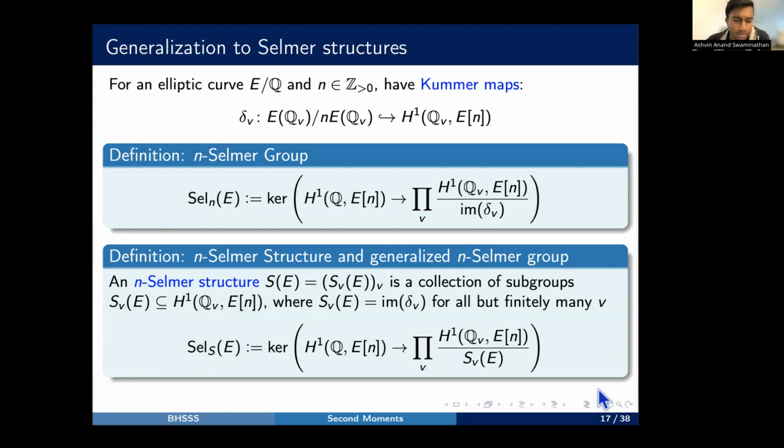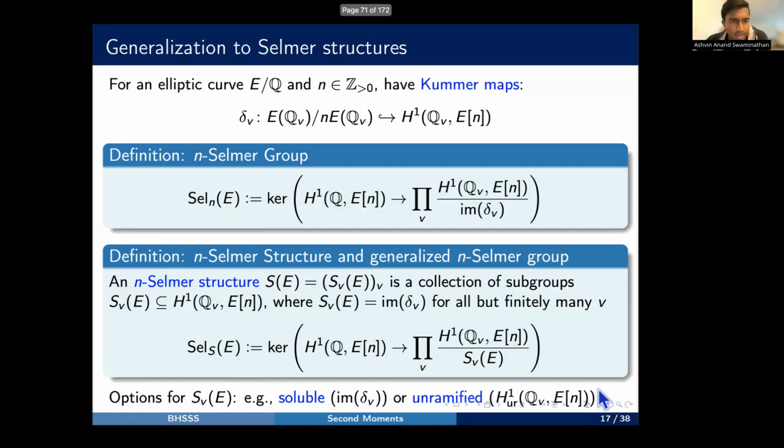That's a small generalization, and then the same method of proof applies. Before I say that, I should give some examples of what a Selmer structure is. You could take the soluble Selmer structure. Namely, you take these subgroups S_v(E) to be the image of the Kummer map at every place. That's the usual Selmer group. Or, for example, you could take the unramified Selmer structure, where you take the unramified cohomology everywhere locally. That's a valid Selmer structure. So these are a couple of natural options.